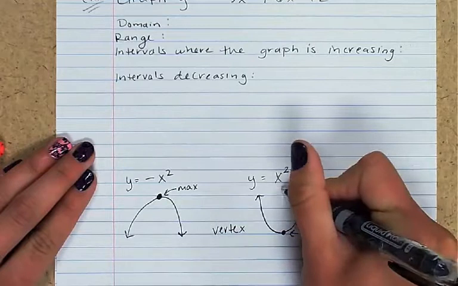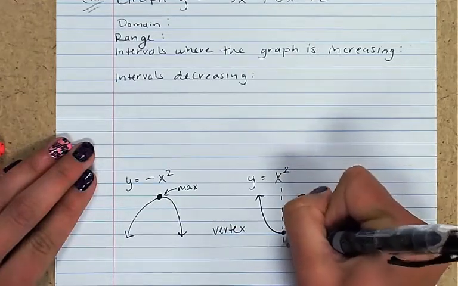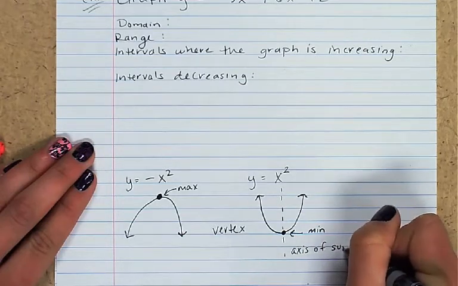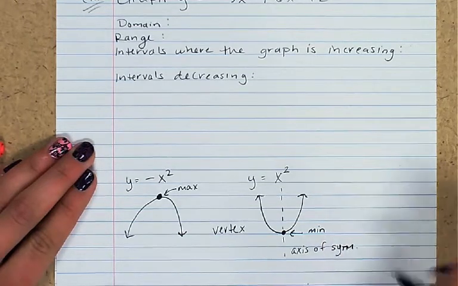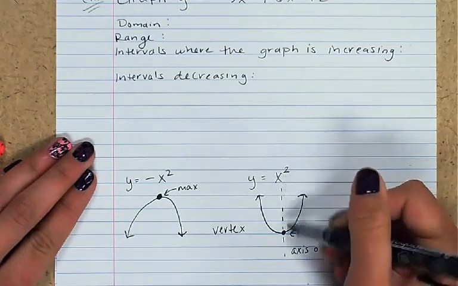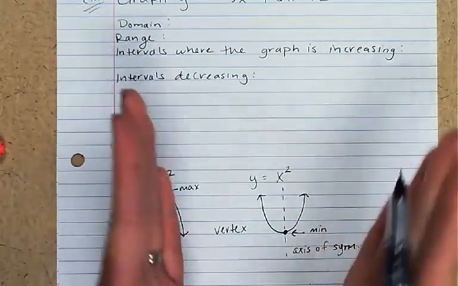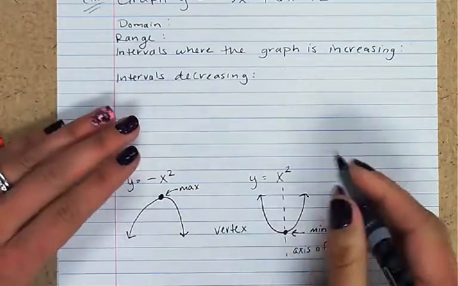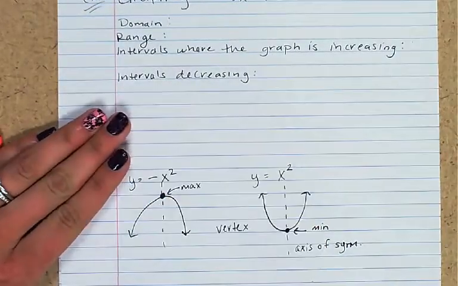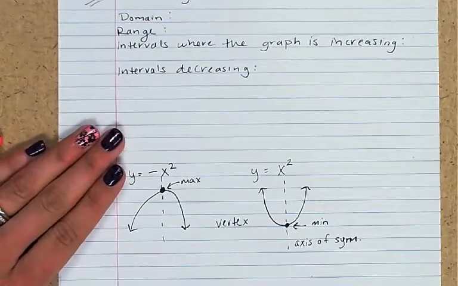Going through the vertex, you have what's called an axis of symmetry. And what that does is it's like a mirror line. It cuts your parabola exactly in half, and if you were to fold it along that line, everything would line up perfectly. So here we have an axis of symmetry.